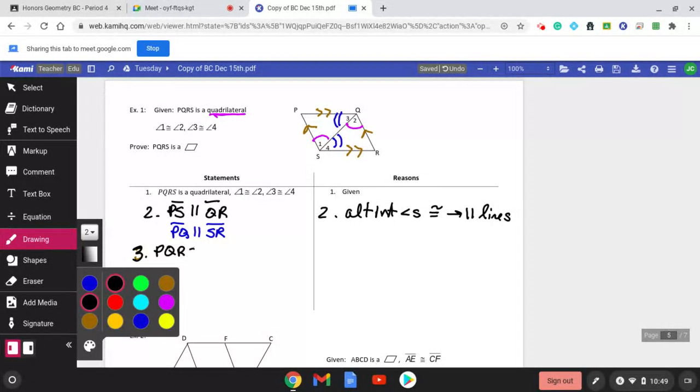PQRS is a parallelogram. And I think it was this class who asked yesterday, if you want to use the symbol, I'm not going to fight you with it. But please, if you're going to use that symbol, it's exclusively to say parallelogram. When we start rectangle and rhombus on Thursday, I can't use that symbol for that. It's exclusively for a parallelogram if you guys want to use that symbol. Is a parallelogram.